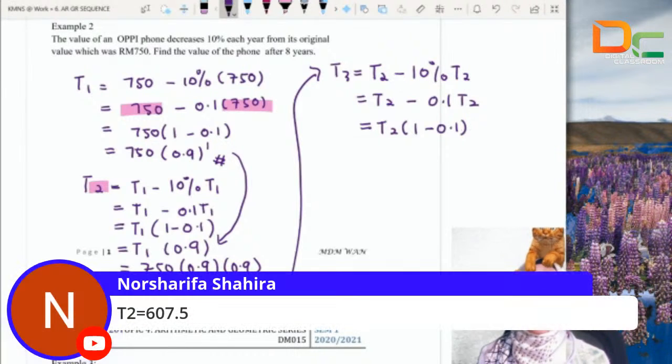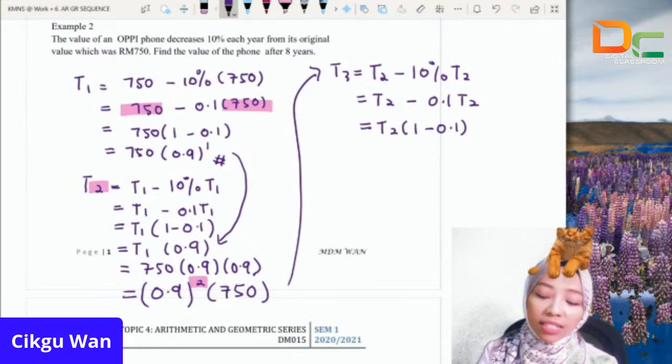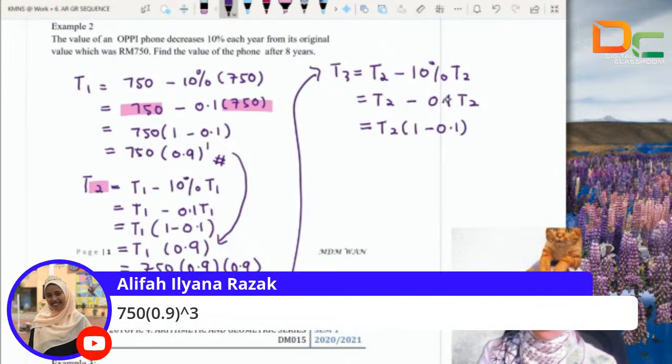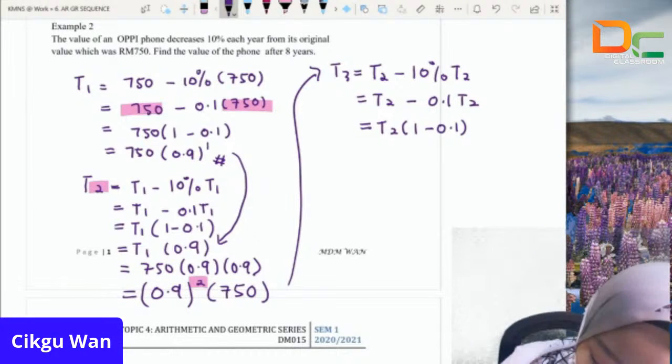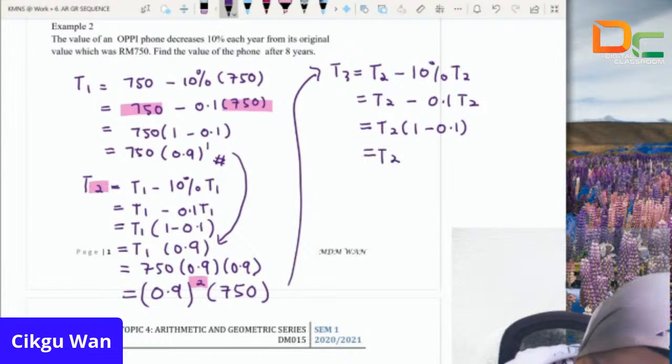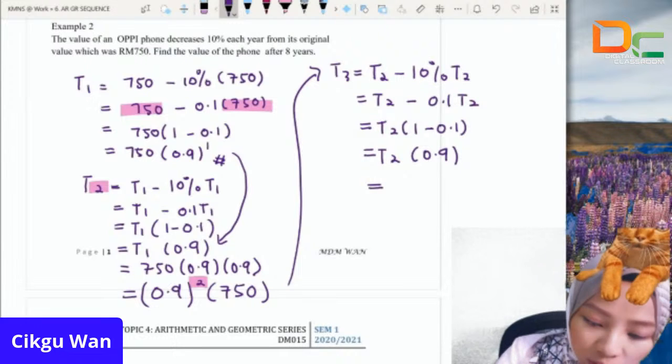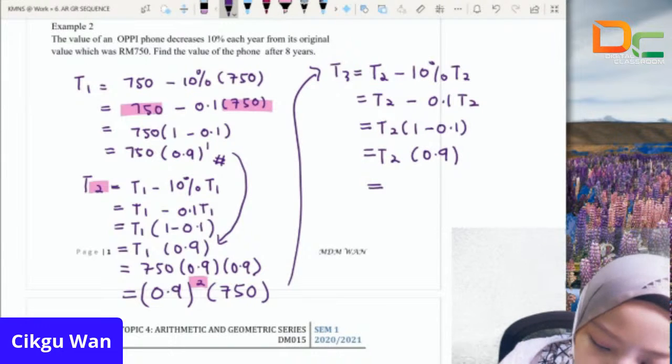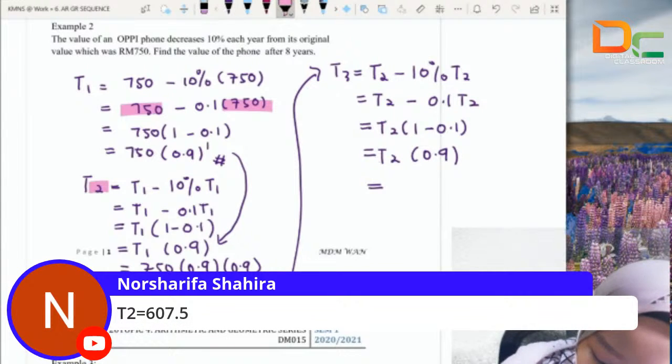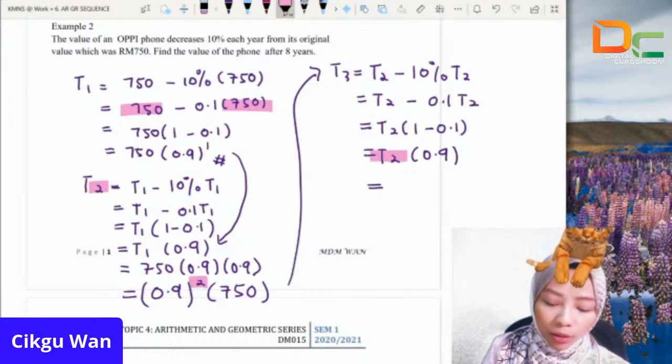Where do I get this? T2 has an imaginary 1, right? And then minus 0.1. Okay, so it will remain 0.9. Okay, what is T2? What is our T2? T2 is from here.